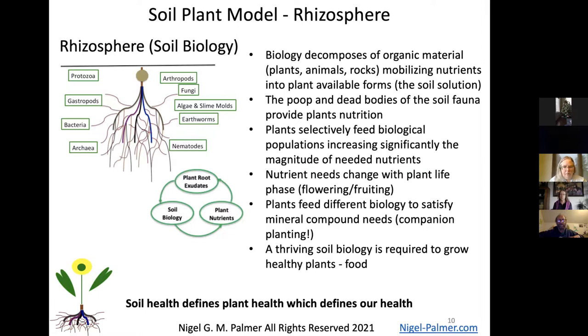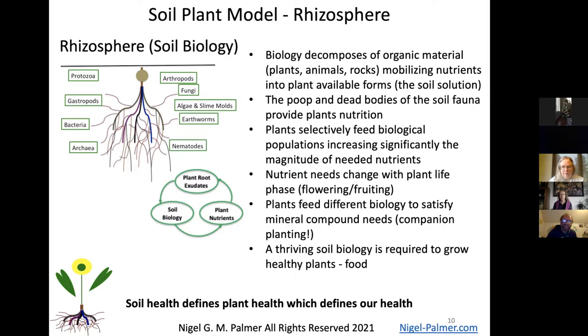And so all of the poop and dead bodies of all of these fauna in the soil become part of the soil solution and provide higher and higher order compounds that the soil can use and the plants can use to grow. And then now we get to another absolutely fascinating portion of the soil biology that I learned that just really, really floored me.